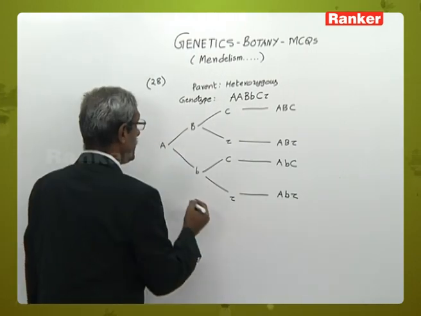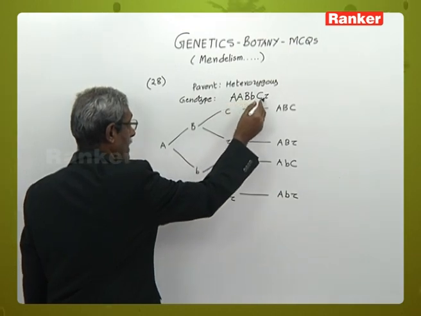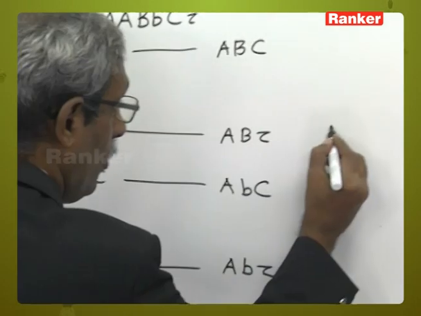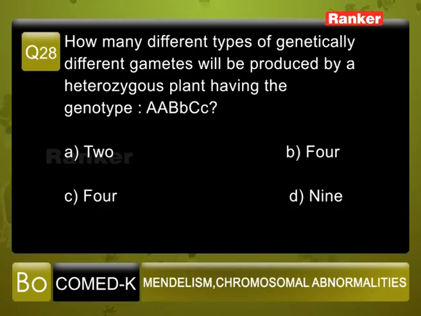Thereby, in a genotype of a plant which is capital A, capital B, small b, capital C and a small c, we have the formation of 4 different types of gametes. Hence, the answer is B.